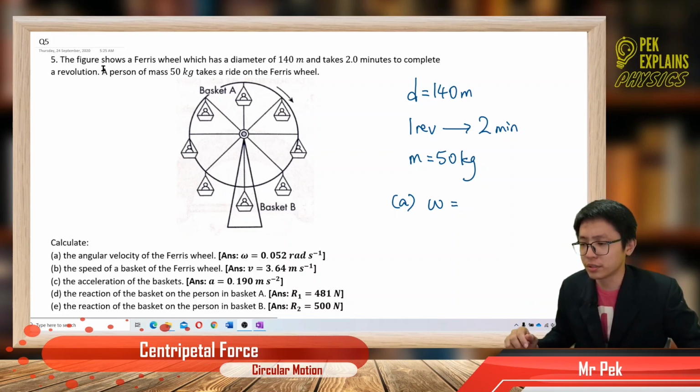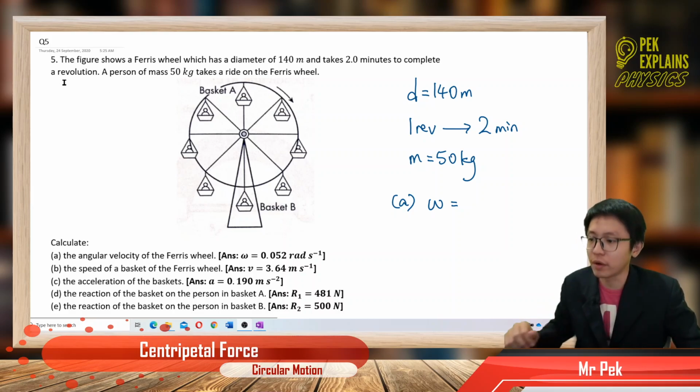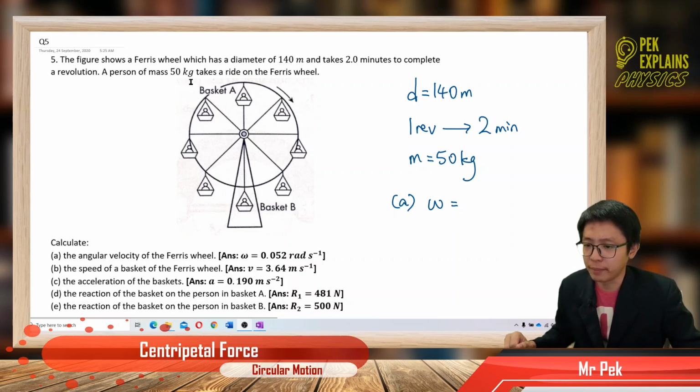The figure shows a Ferris wheel which has a diameter of 140 meter and takes 2 minutes to complete a revolution. A person of mass 50 kilogram takes a ride on the Ferris wheel. Then he asks us to find the angular velocity, the speed, the acceleration, and the reaction of the person in the basket in two positions, A and B. So these are the common things.